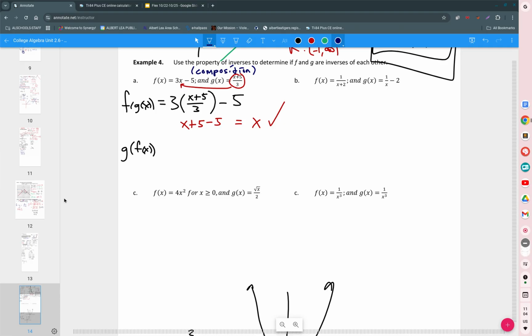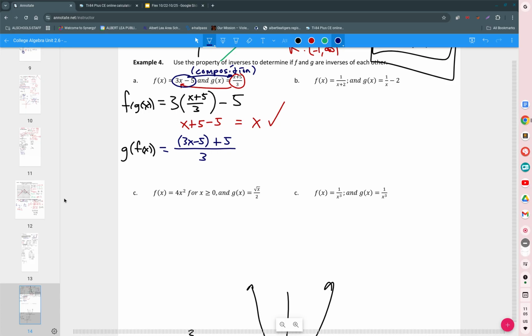Now I'll do the next one. I would take this 3x minus 5, I would drop it in for the x right there. And so I get the quantity 3x minus 5 plus 5, all divided by 3. You tell me which ones do I cancel first here, the 5s or the 3s? The 5s, without a doubt.